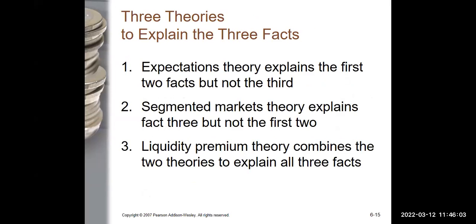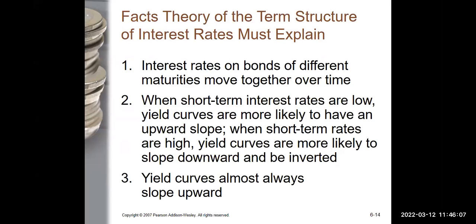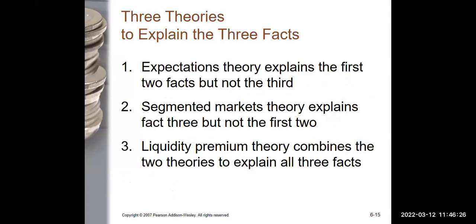Expectations theory explains the first two facts. These first two facts are that the interest rates on bonds of different maturities move together, and that when the short-term interest rates are low, the long-term interest rates will be higher, and if the short-term interest rates are higher, the long-term interest rates will be lower. All right. And the second theory in finance is called the segmented market theory.